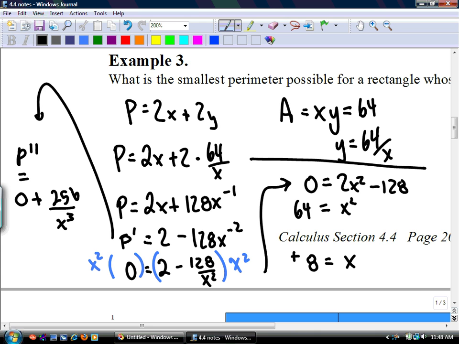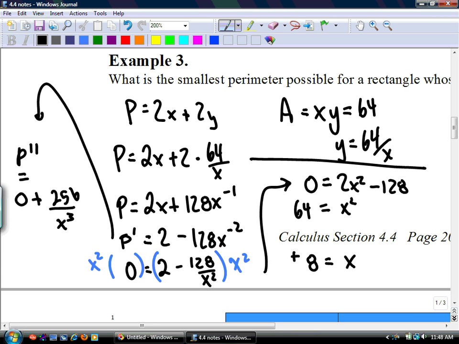Because that tells if it's a minimum or a maximum without actually doing work. Now you're thinking to yourself, there's only one critical point, so it has to work. But there are a couple of questions later on where you're going to get two answers. One's going to be a min, the other one's going to be a max. And unless you check the concavity, you don't know. Right?